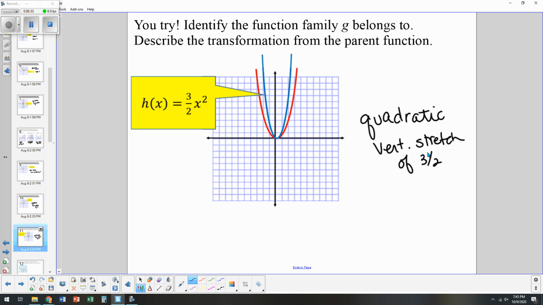All right, this one was a little tricky because it was 3/2, and 3/2 is in fact bigger than 1, which makes it a stretch of 3/2.